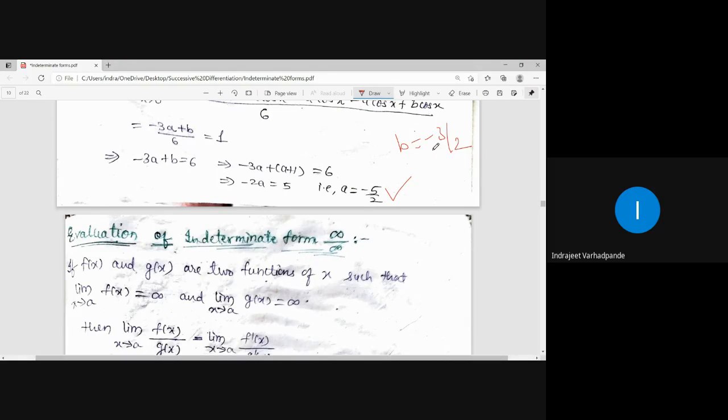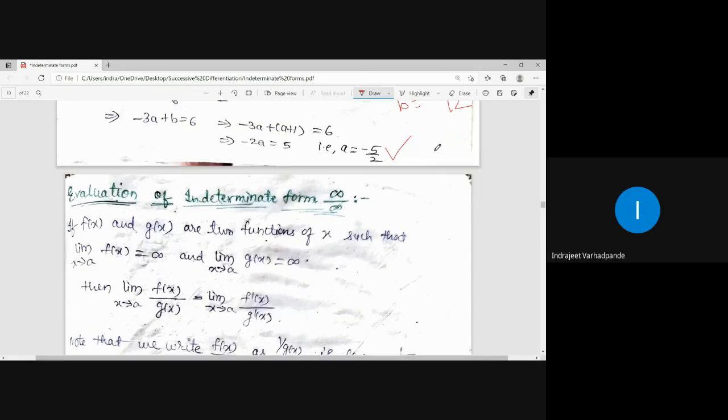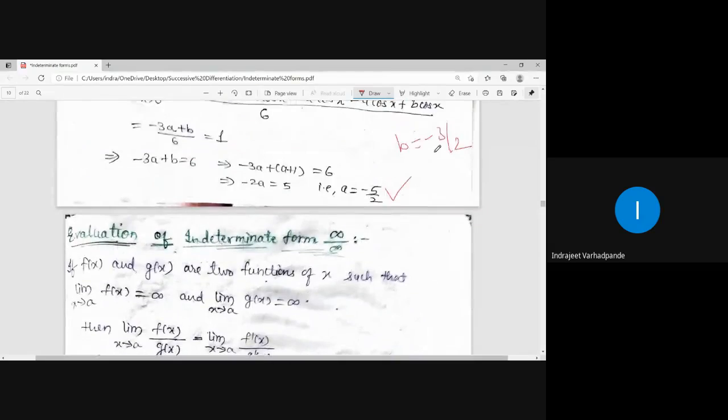A is minus 5 by 2, B is minus 3 by 2. Completed? Now give the heading: evaluation of the next indeterminate form, which is infinity by infinity. Evaluation of indeterminate form, infinity by infinity.